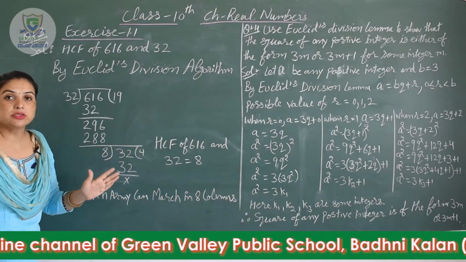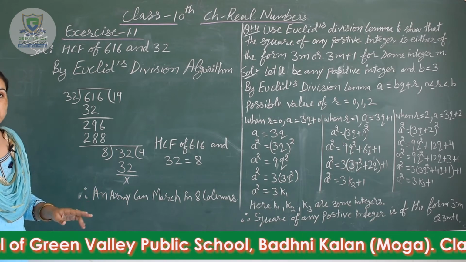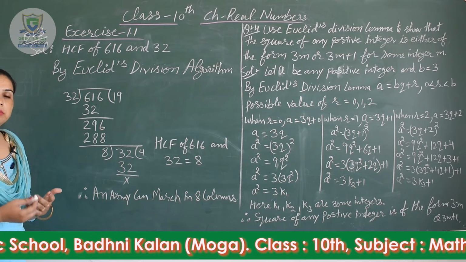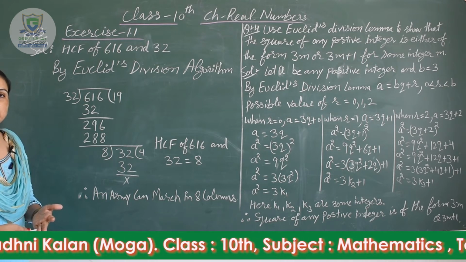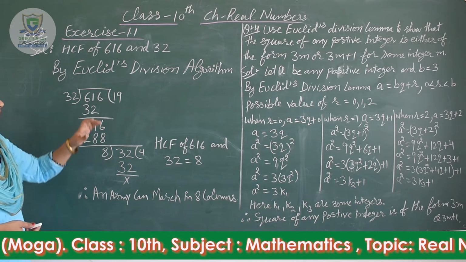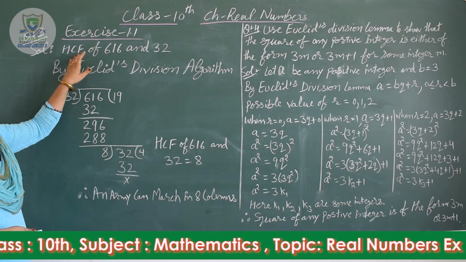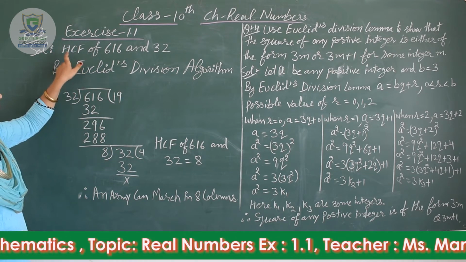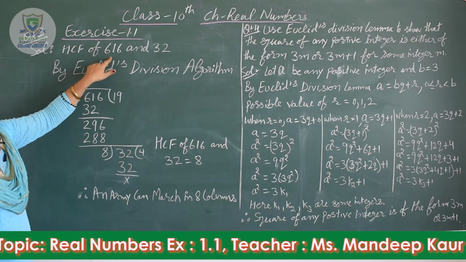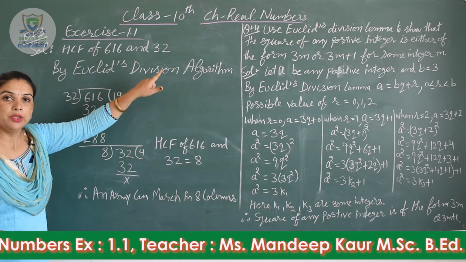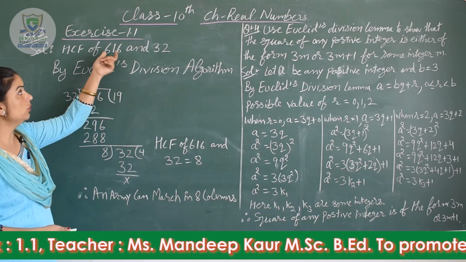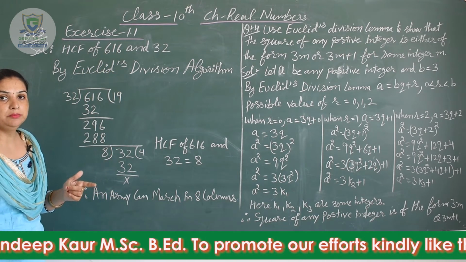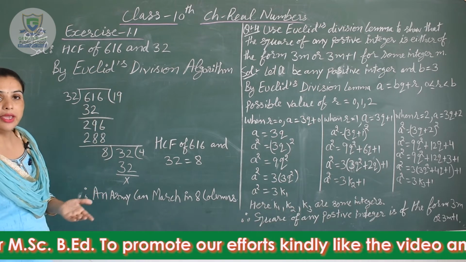As we read in the statement, we have to find the number of columns, that is, how many army members should be in each column. So for that we need to use HCF. So how to get the HCF of them? First of all we'll find the HCF of 616 and 32. As we know, we have to use the Euclid division algorithm in this to get the HCF.